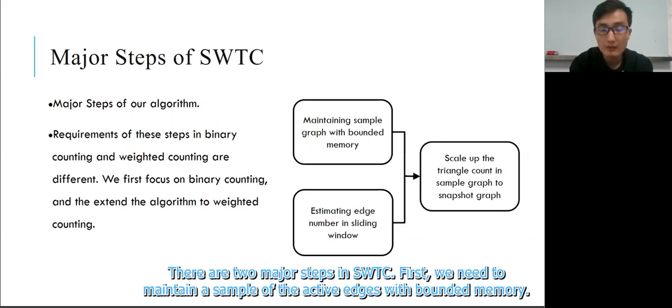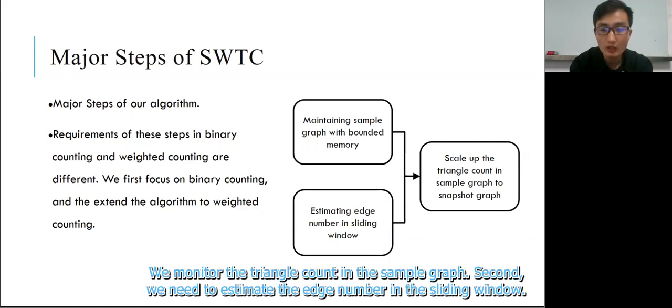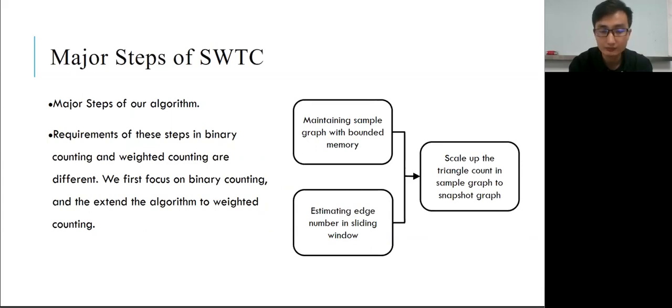There are two major steps in SWTC. First, we need to maintain a sample of the active edges with bounded memory. These sample edges form a sample graph. We monitor the triangle count in the sample graph. Second, we need to estimate the edge number in the sliding window. At last, we scale up the triangle count in the sample graph to the snapshot graph.